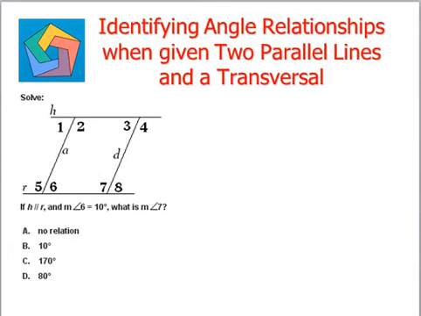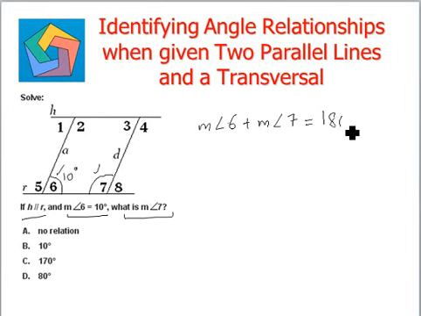Solve. We are given H is parallel to R and measure of angle 6 is 10 degrees. What is the measure of angle 7? So this measure of angle 6 is given to us as 10 degrees. We have to find out the measure of angle 7. Now H is parallel to R and A and D are the transversals. So therefore angles on the same side of the transversals are 6 and 7. So measure of angles on the same side of the transversal is equal to 180 degrees.